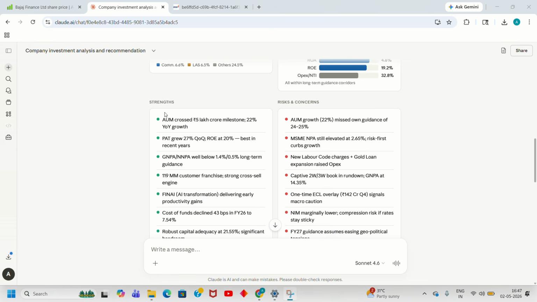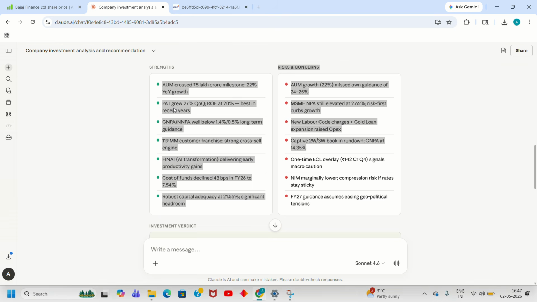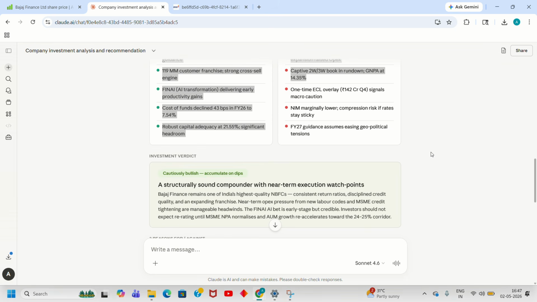And this is the most convenient part, because instead of going through the whole PPT, you can straight away read the snapshot that the AI has provided, which is: assets under management crossed the 5 lakh crore milestone, which is a positive. However, home loan growth of 22% missed own guidance of 24 to 25%, and MSME non-performing assets are still elevated at 2.65%. Risk first, it basically curbs growth.